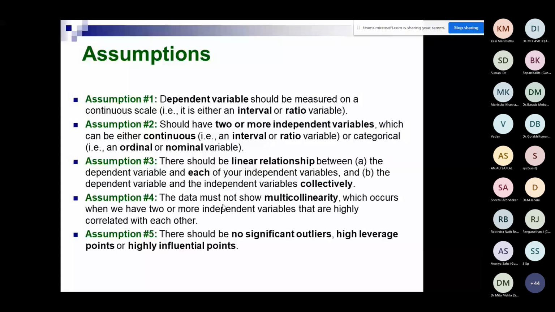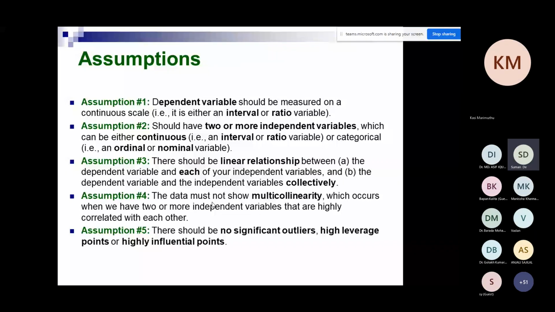Your dependent variable should be measured on a continuous scale, can be ratio or interval. Ratio scale or interval scale, any numeric. Next, you should have two or more independent variables to run multiple regression. These can be continuous or categorical, like ordinal or nominal scale also. Ordinal means any kind of Likert scale. Nominal means any kind of category: smoking, not smoking, married, not married, and male and female. Nominal scale also can be included.